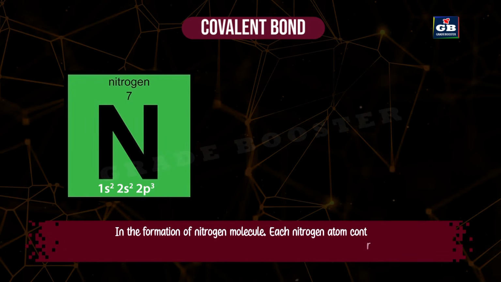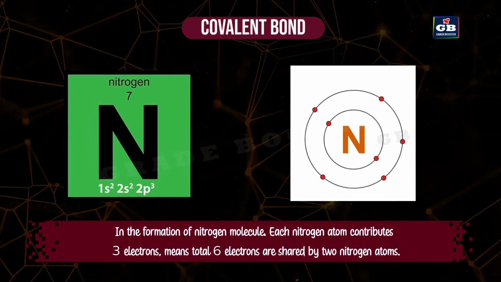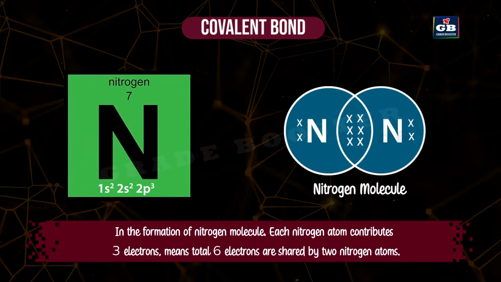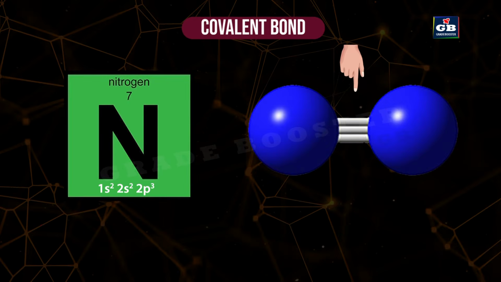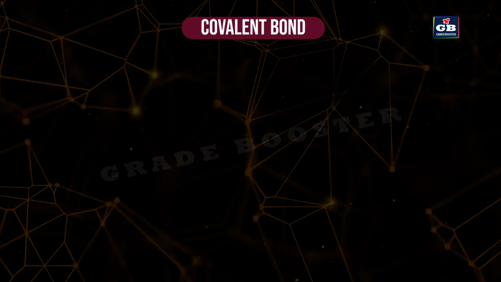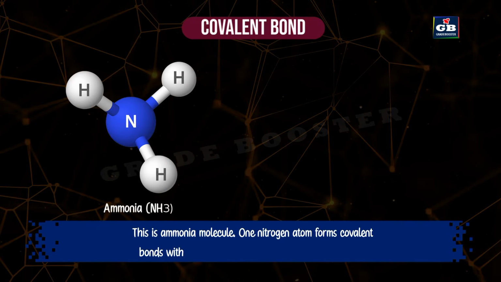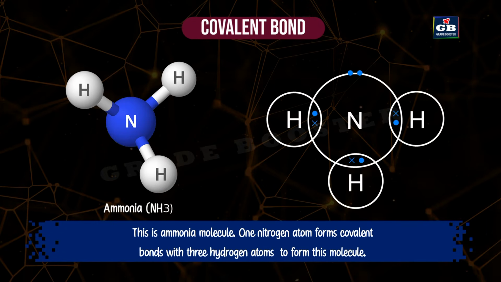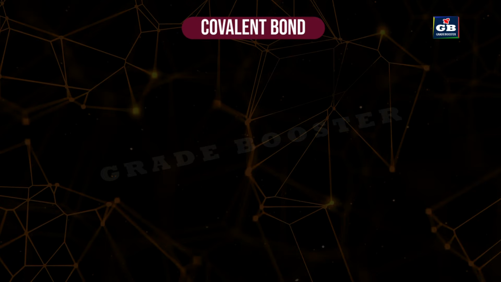Nitrogen. In the formation of nitrogen molecule, each nitrogen atom contributes 3 electrons, meaning a total of 6 electrons are shared by 2 nitrogen atoms. Here a triple bond is formed. This is an ammonia molecule. One nitrogen atom forms covalent bonds with 3 hydrogen atoms to form this molecule. Here all the 3 bonds are single bonds.